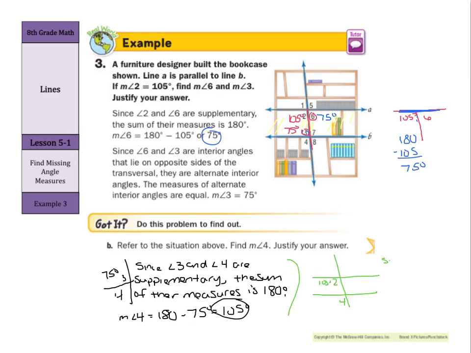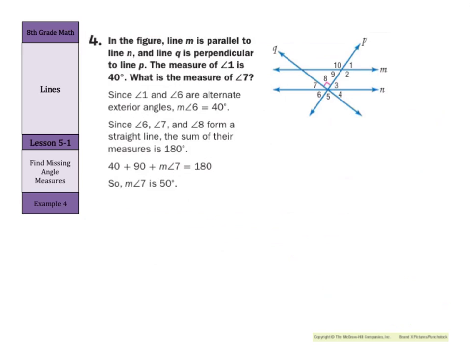We can say since angle 2 and angle 4 are corresponding, the measures are equal at 105 degrees. Now you certainly don't have to do both. It's good to know that both could work. All you need to know is one of the ways, but since both work, it's good to know as well.